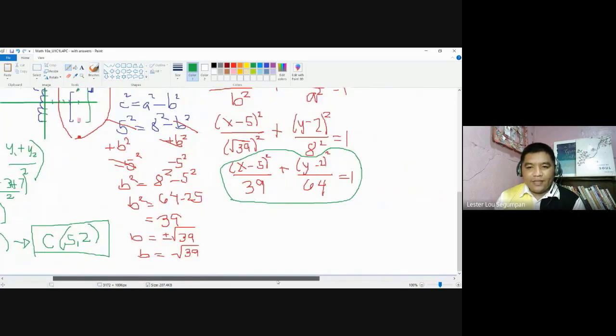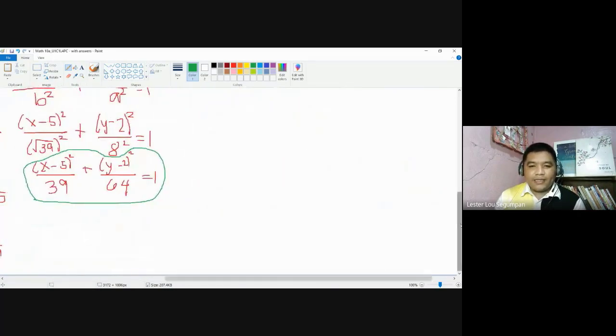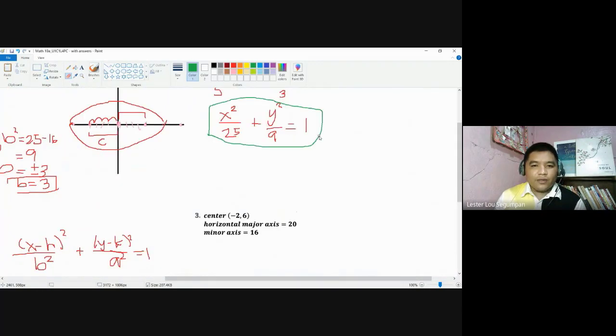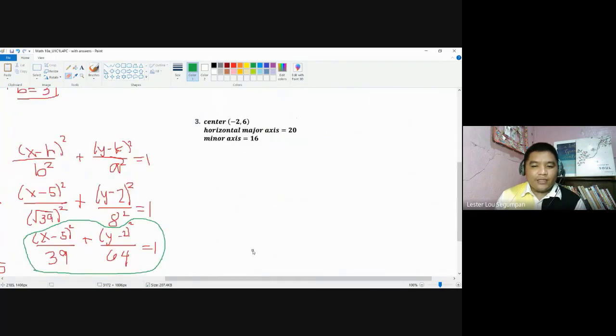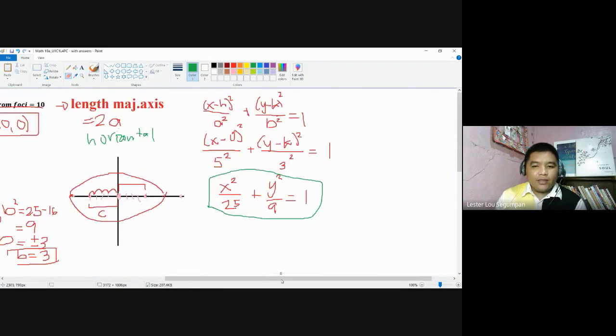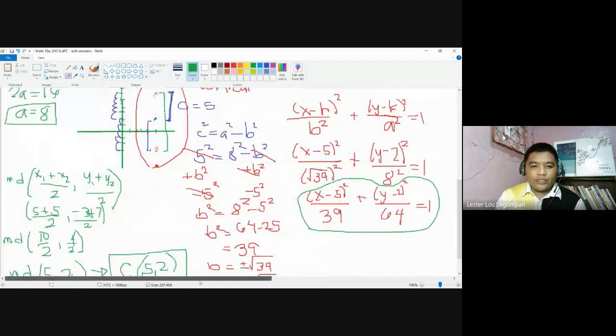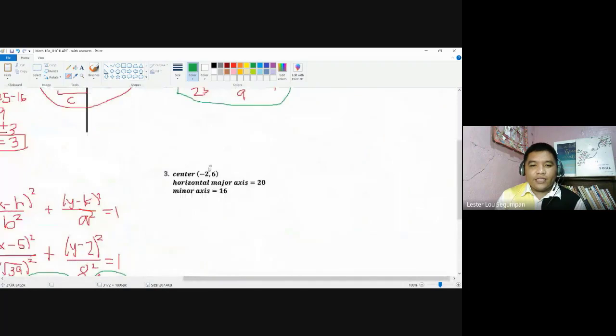Next, let's have the last item. The last item, if I'm correct, would be easier. Why? It is easier because the center is already given, unlike number 1 and number 2, that we still need to analyze. In number 1, based on the given, the foci and the center are collinear, that's why it's (0, 0). But in number 2, we use the midpoint. Here, the center is already given.